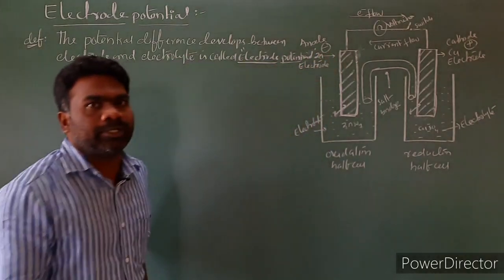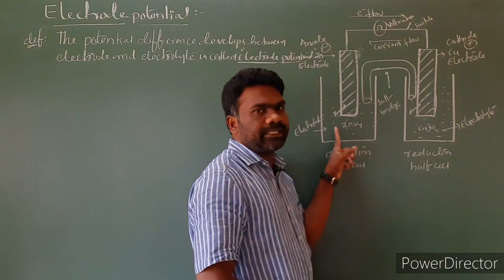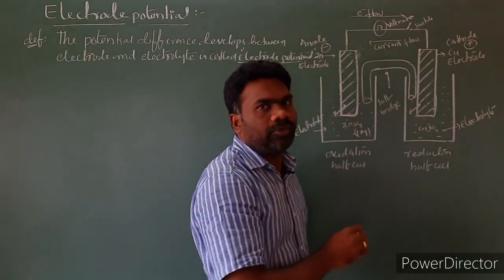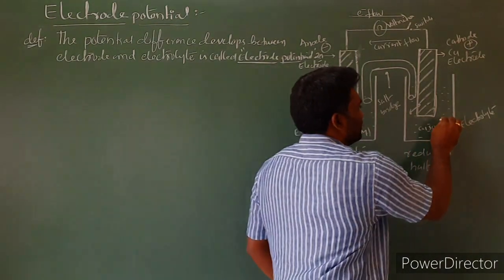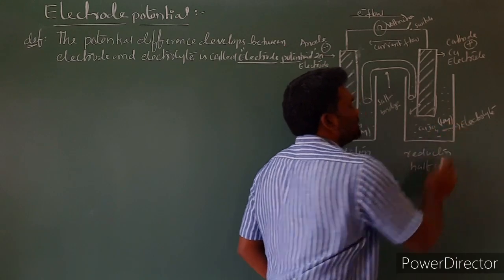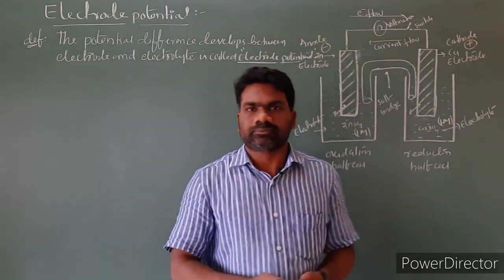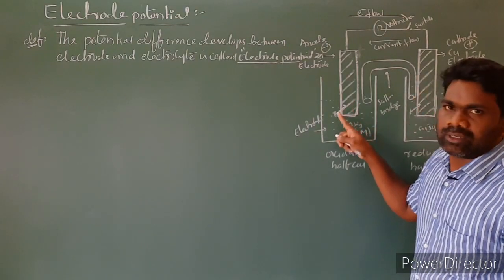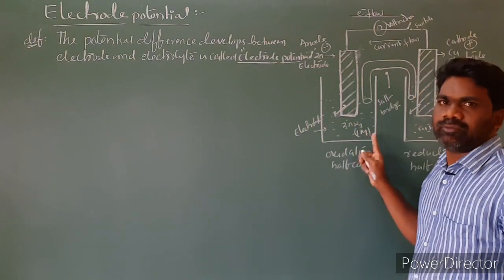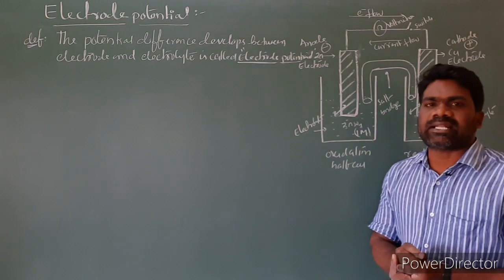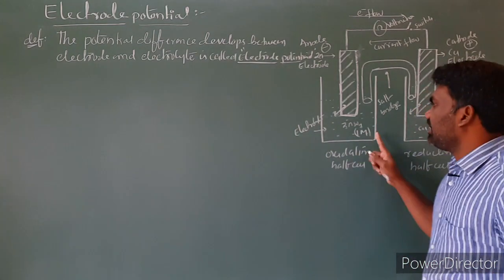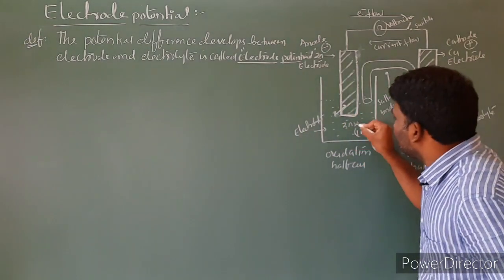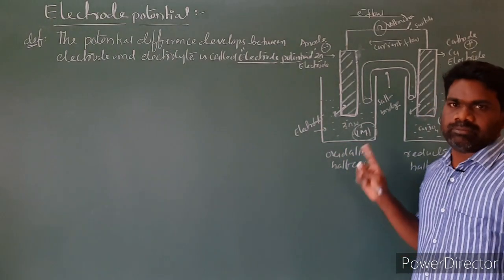This is called electrode potential. If the concentration of the electrolyte is 1 molar, nothing but 1 unit concentration, the potential difference developed between the electrode and the electrolyte of unit concentration, nothing but 1 molar, is called the standard electrode potential. The electrolyte concentration must be 1 molar, nothing but 1 unit concentration.